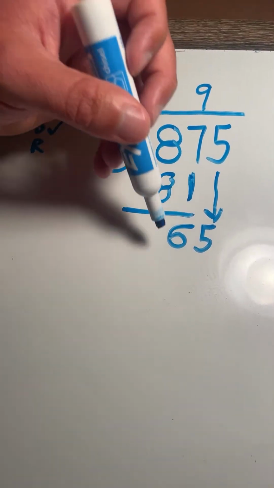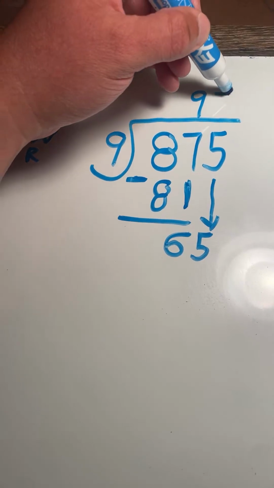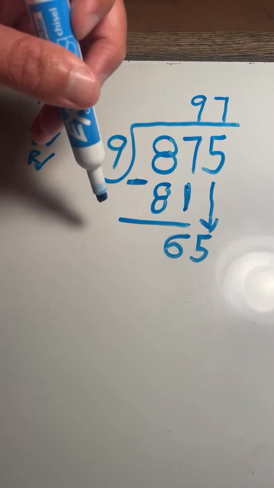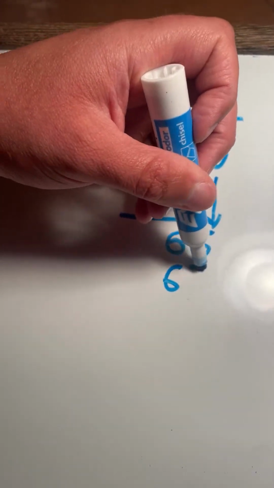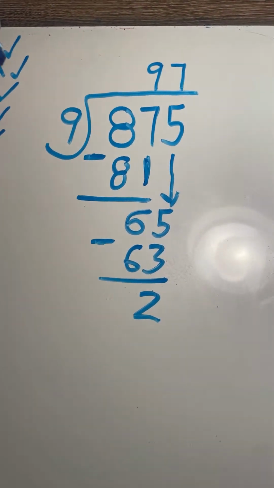Now we're doing 65 divided by 9. 65 divided by 9 equals 7. 7 times 9 equals 63. 65 minus 63 equals 2. So we have a remainder of 2.